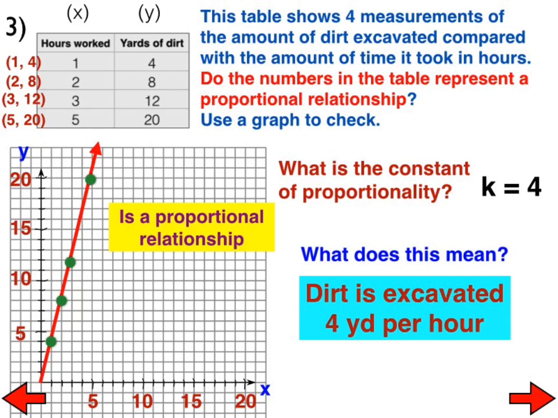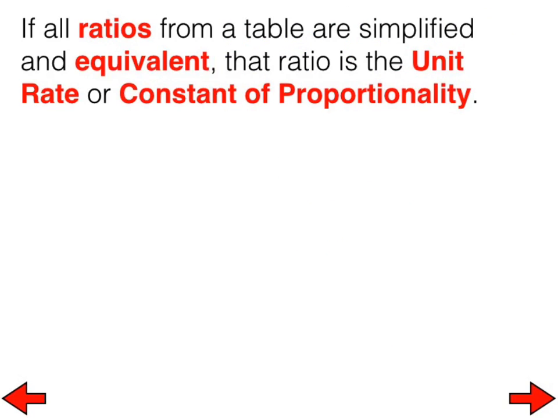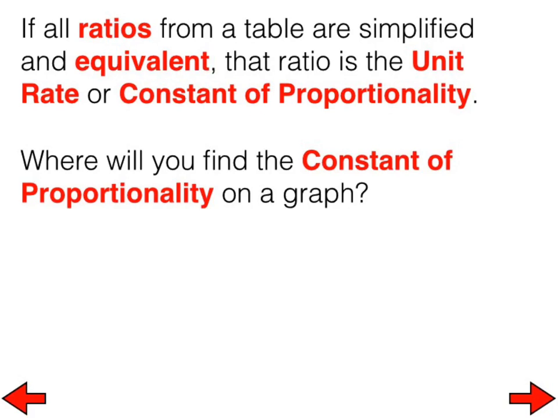All right. If all the ratios from a table, and this is where you need to start filling some stuff in, if all the ratios from a table are simplified and equivalent, that ratio is the unit rate or the constant of proportionality. We talked about that yesterday. All right, let's continue on here.